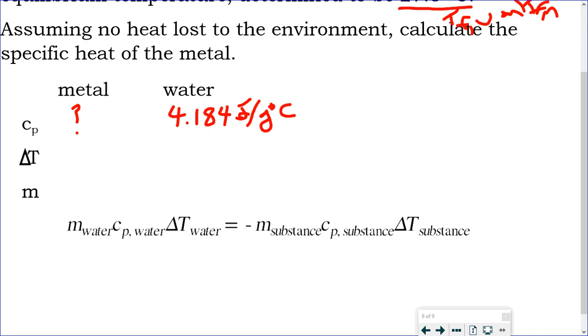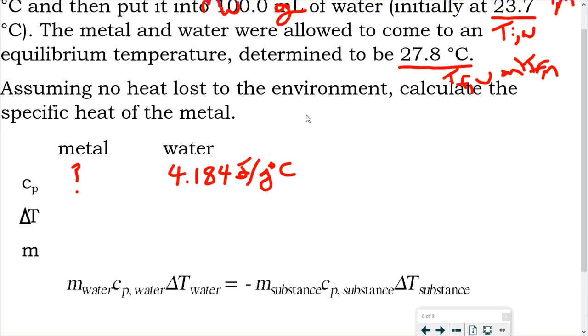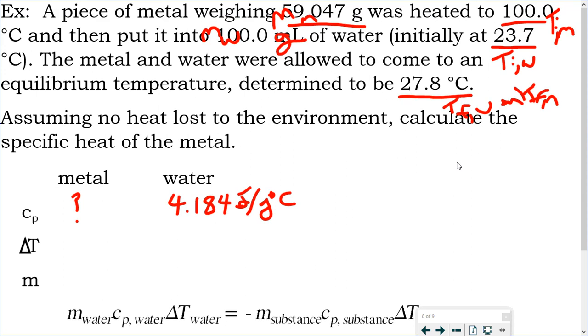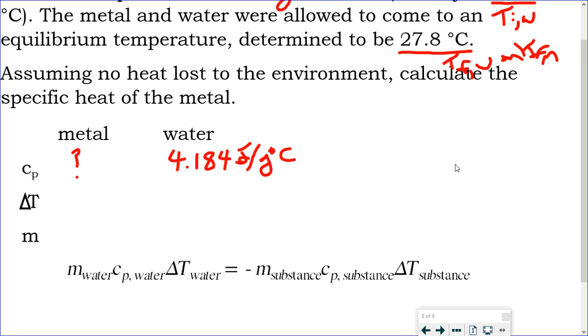Change in temperature of the metal. I started at 100 and I ended up at 27.8. So I'm going to say 27.8 minus 100. And this temperature change should be negative because the temperature of the metal goes down when I put it into the cool water. And I will find that that's going to be negative 72 degrees Celsius.